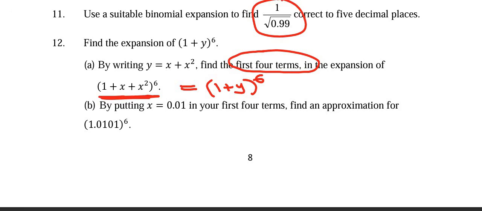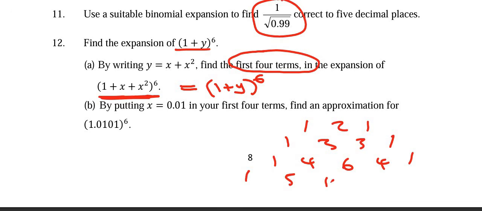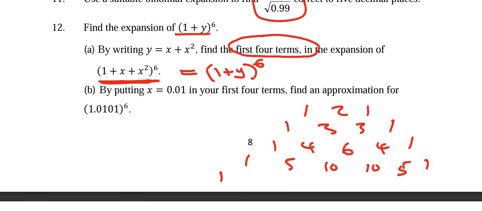So what are the coefficients when n is equal to 6? Remember, we have this staircase, Pascal's triangle. You can have 1, 4, 6, 4, 1. You can have 1, 5, 10, 10, 5 and 1. Or for number 6, you have 1, 6, 15, 20, 15, 6, 1. So these are the coefficients.